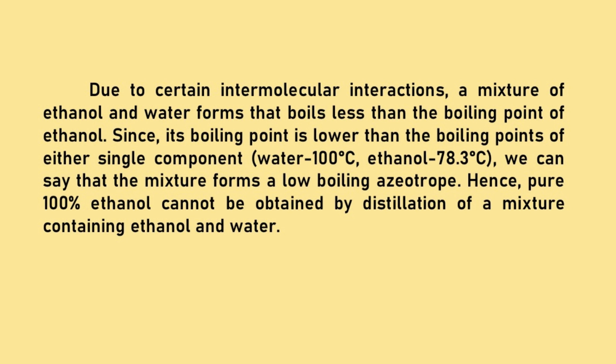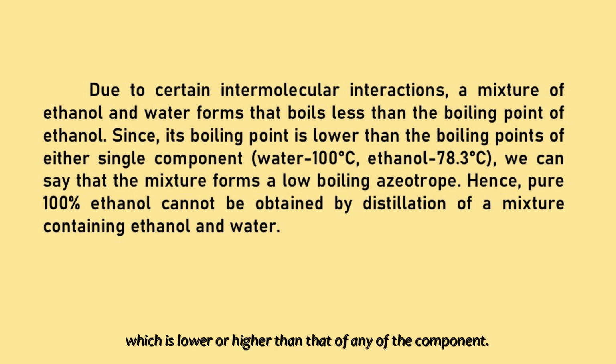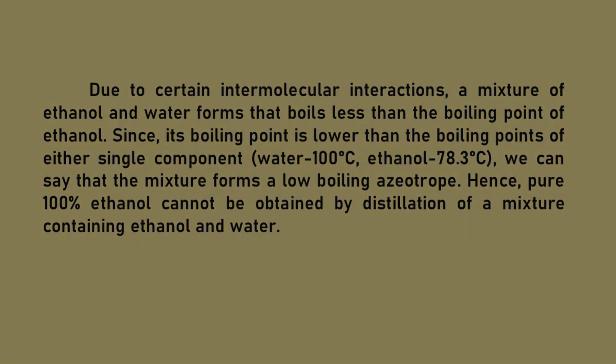Since its boiling point is lower than the boiling points of either single component, in this case which is in water 100 degrees Celsius, in ethanol which is 78.3 degrees Celsius, we can say that the mixture forms a low boiling azeotrope. Azeotrope is a mixture that is characterized by a constant minimum or maximum boiling point which is lower or higher than that of any of the components. Hence, pure 100% ethanol cannot be obtained by distillation of a mixture containing ethanol and water.